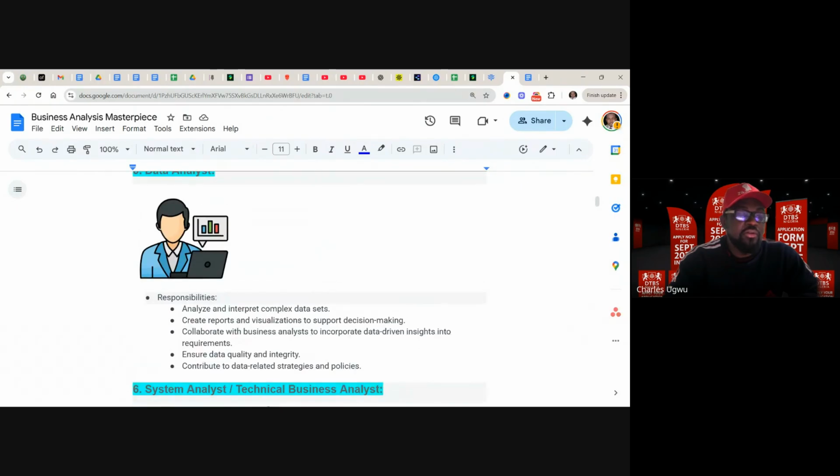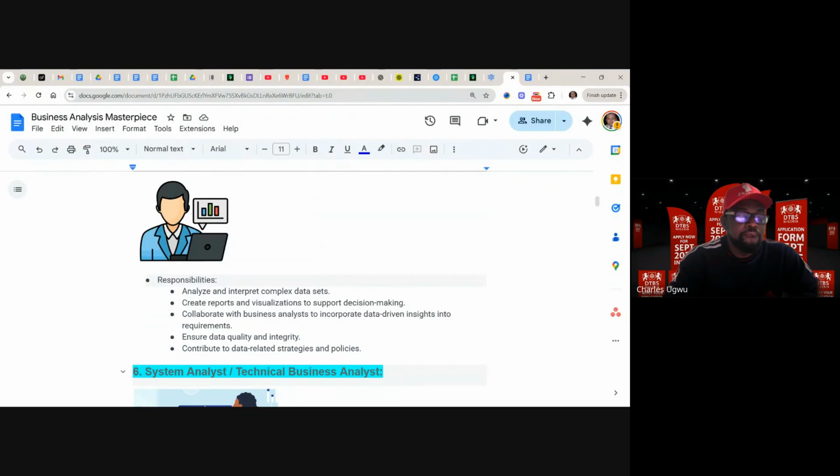Responsibilities of a data analyst. You analyze and interpret complex data sets. You create reports and visualizations to support decision making. You collaborate with business analysts to incorporate data-driven insights into requirements. You ensure that data quality and integrity are maintained. You contribute to data-related strategies and policies. These are what you do.